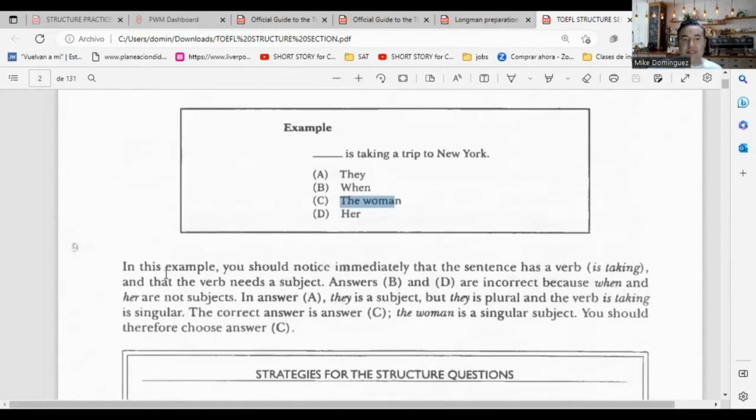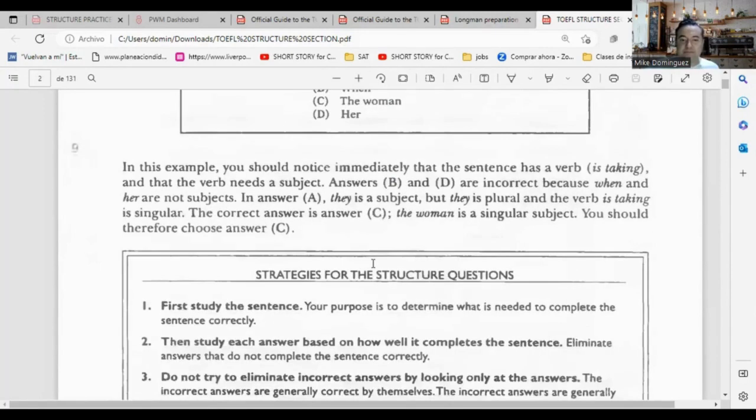In this example, you should notice immediately that the sentence has a verb, which is taking. That verb needs a subject. So answers B and D are incorrect because when and her are not subjects. In answer A, they is a subject, but it is plural, while the woman is a singular subject. You should therefore choose the letter C. That's the correct answer.